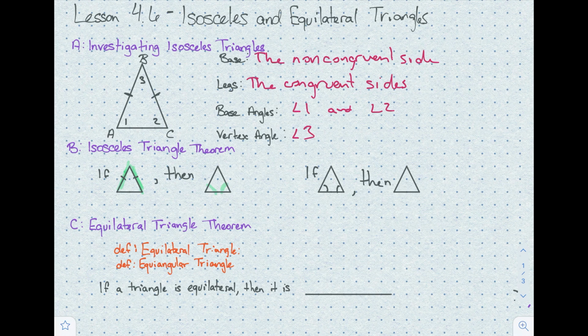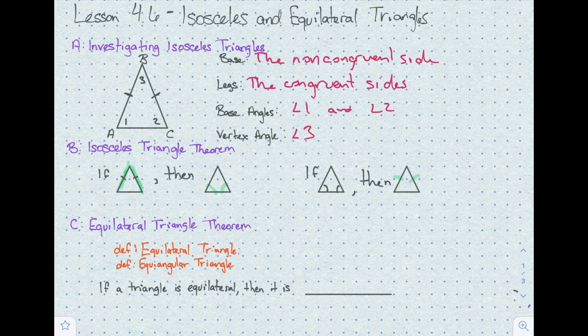The reverse of this is also true. If two angles are congruent, then we know that the triangle is isosceles. So if our two base angles are the same, then our two legs are also congruent. Now we can extend this to a third theorem called the equilateral triangle theorem.